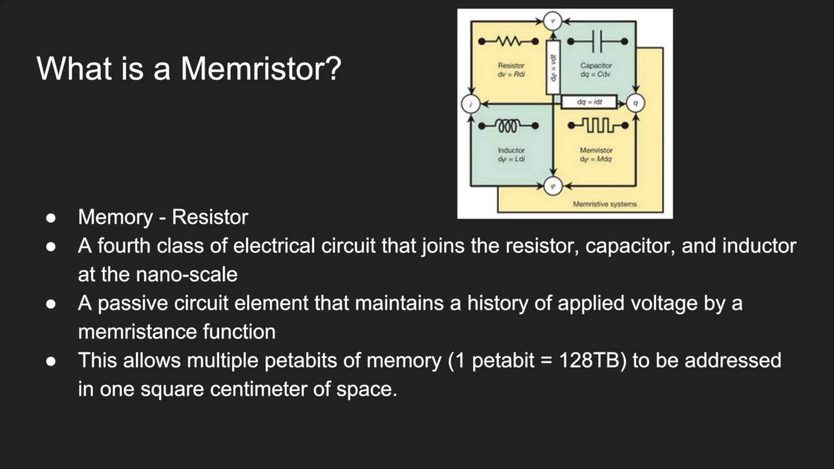So this is a fourth class of electrical circuit that joins the resistor, capacitor, and inductor at the nanoscale. And it completes the fourth side of the square in this image. So a passive circuit element that maintains a history of applied voltage by a memristance function is what this does. This allows multiple petabytes of memory, 1 petabyte to be exact, to be addressed in 1 square centimeter of space. So that's a lot of memory in a small amount of space without having to constantly apply a voltage to keep it up.